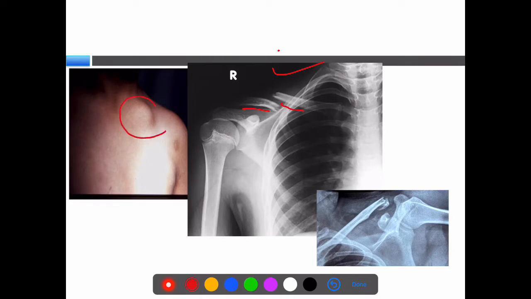This is the typical deformity. Projecting underneath the skin is the lateral end of the medial fragment. This fragment is pulled upwards by the sternocleidomastoid, and this lateral fragment is pulled downwards by the pectoralis group of muscles, causing this typical deformity. But often there is a fracture at the lateral end of the clavicle. You have to be careful about diagnosing this kind of injury.